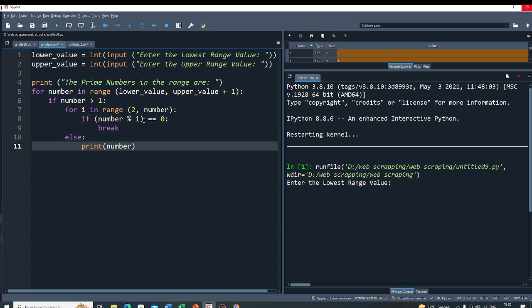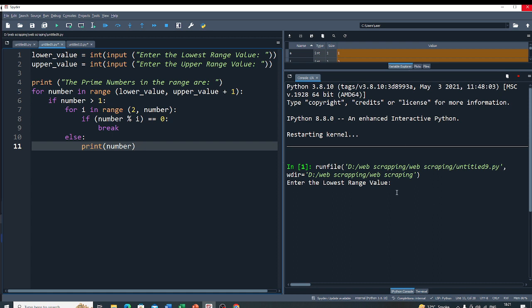If the remainder is equal to 0, it means the number is totally divisible and I have to break out of the loop. Otherwise, if number modulus i is not equal to 0, it means the number is a prime number, so I have to print that particular number as a prime number.